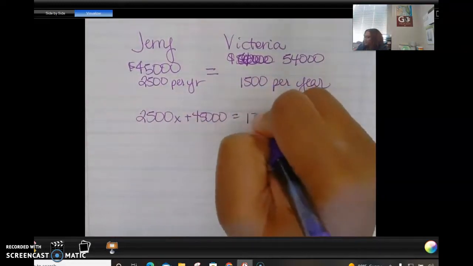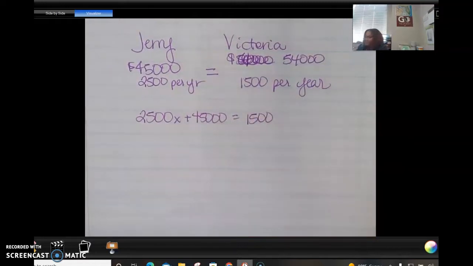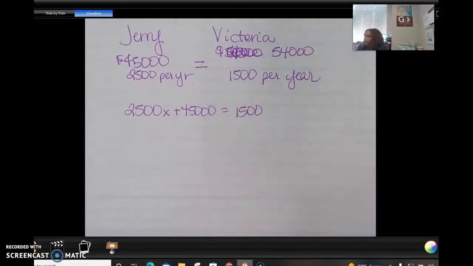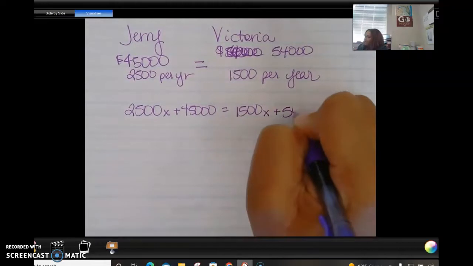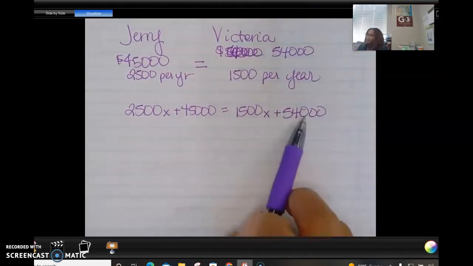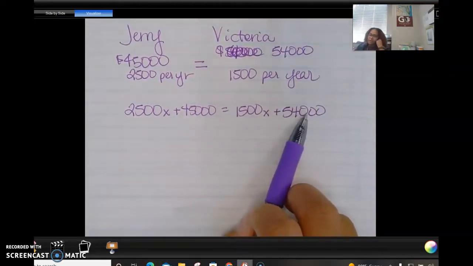equals 1,500 what? Per year. How do I show that per year? With the variable plus 54,000. I wish it was an increase of 54,000 per year, but it's not, unfortunately.